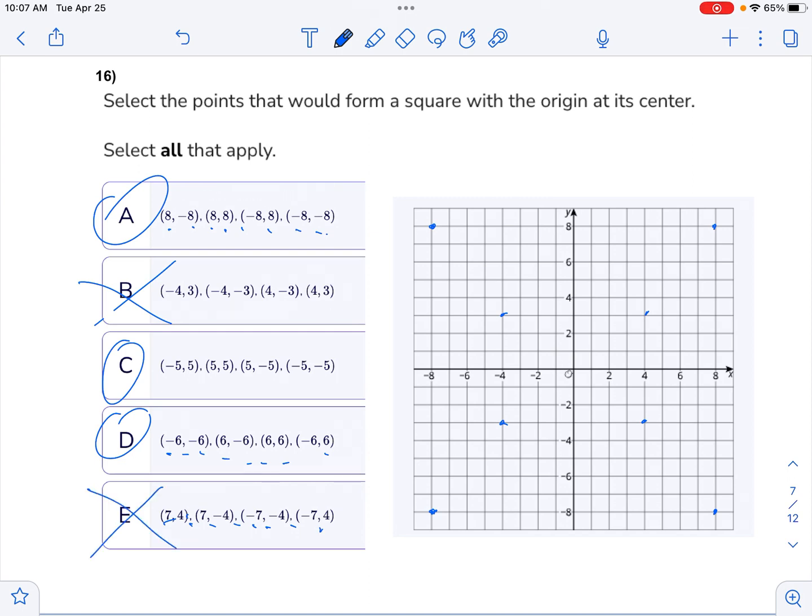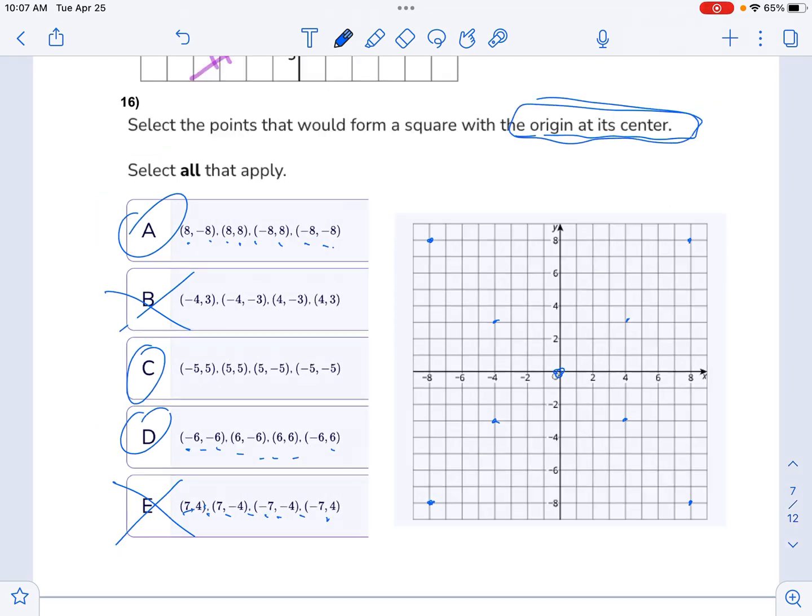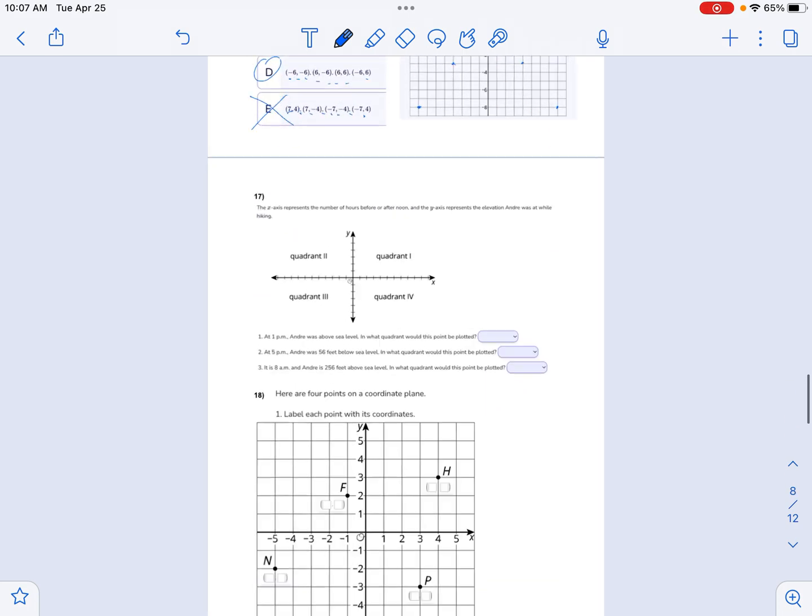So if they're going to make a square around the origin, and if you're not sure, go ahead and plot them. Plot them to make sure. But that's one way to look at it. And the key around this one is the origin at its center. If it doesn't say the origin at the center, the best thing you can do is just plot it and find out.